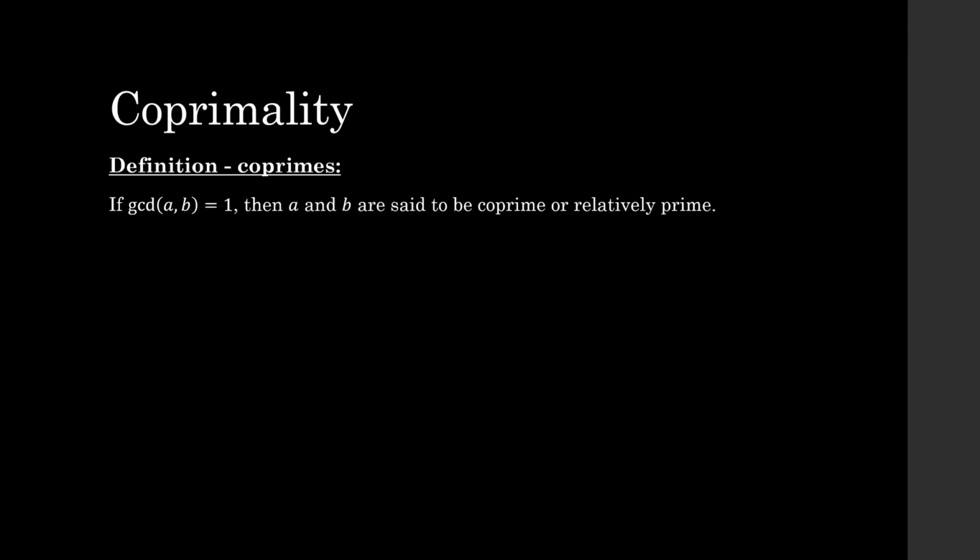So this actually brings us to coprimality, and we define coprimes, or numbers that are relatively prime, as numbers A and B such that their GCD is 1. So if the GCD of A and B is 1, then A and B are said to be coprime, or relatively prime.